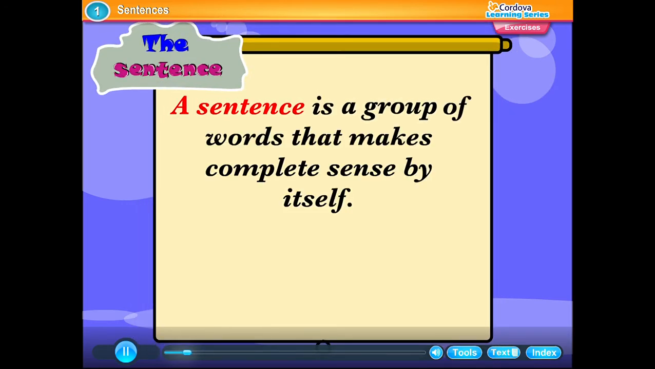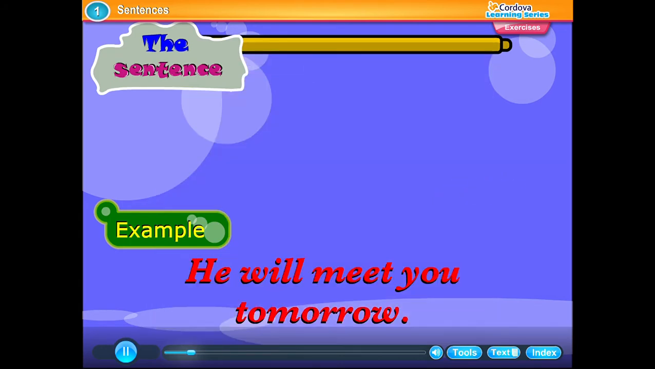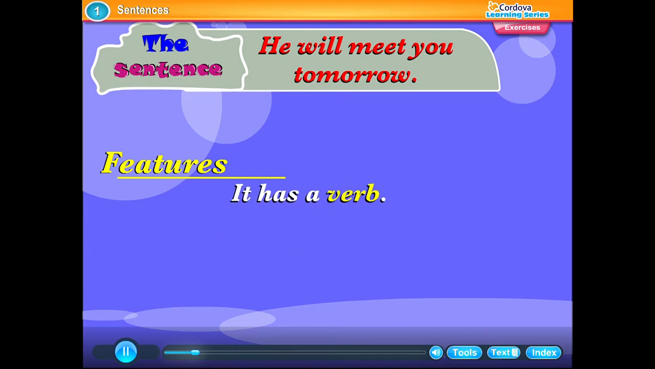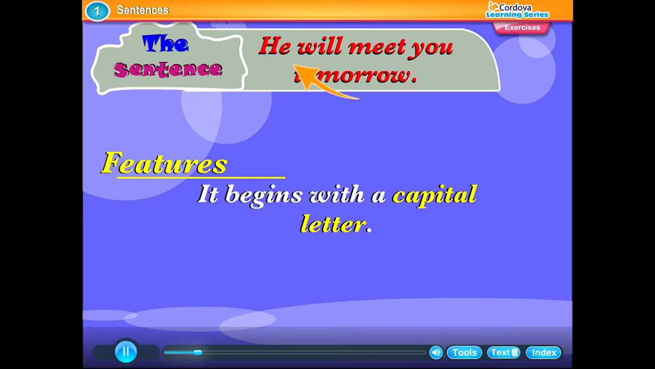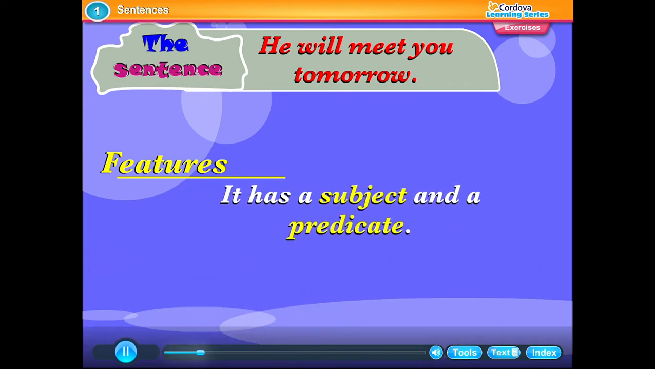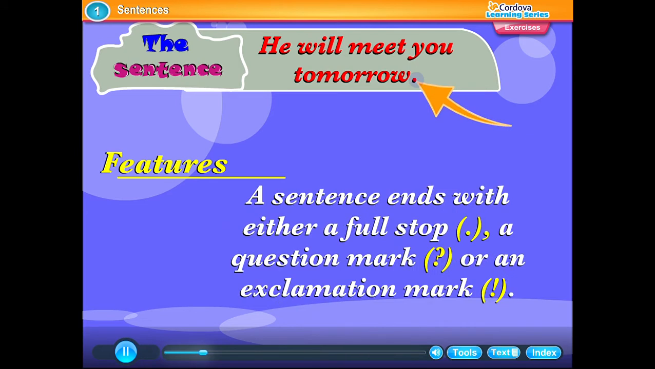A sentence is a group of words that makes complete sense by itself. Example: He will meet you tomorrow. Features. A sentence consists of a group of words that make complete sense. It has a verb. It begins with a capital letter. The words in a sentence are written in proper order. It has a subject and a predicate. A sentence ends with either a full stop, a question mark, or an exclamation mark.